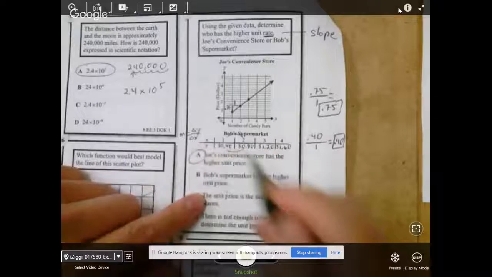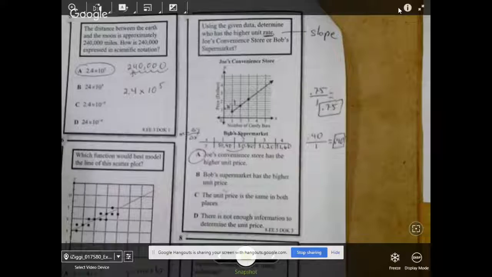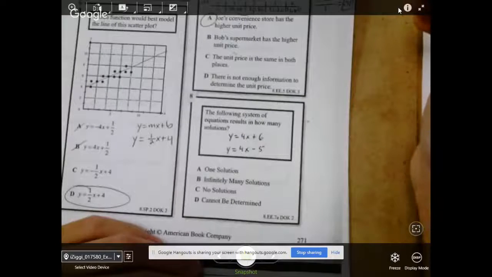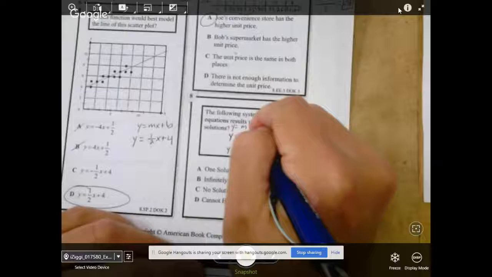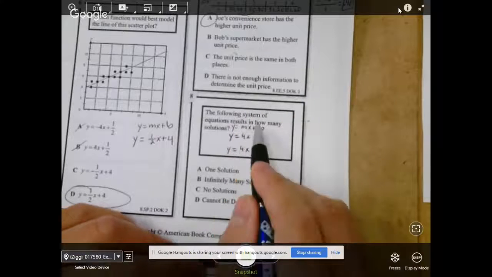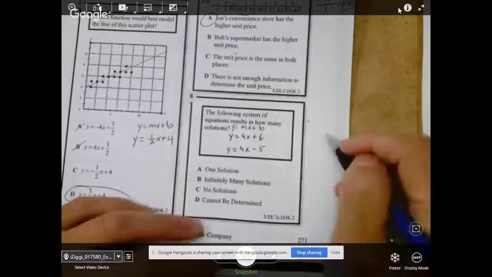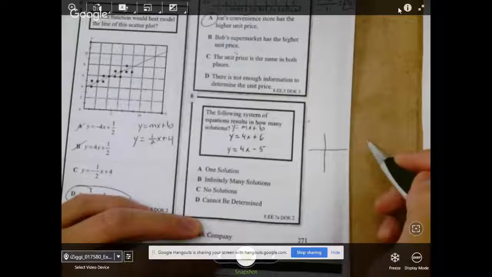Number 8: the following system of equations results in how many solutions? Both of these are in y equals mx plus b form. The slope is the same, but the y-intercept is different. Here's the y-intercept, 1, 2, 3, 4, 5, 6. The slope is 4, up 4 over 1.